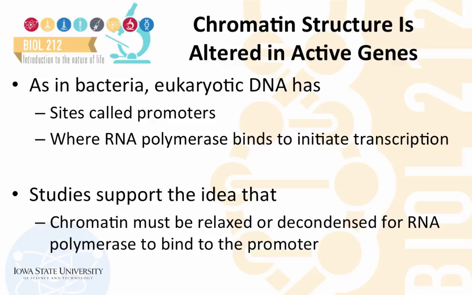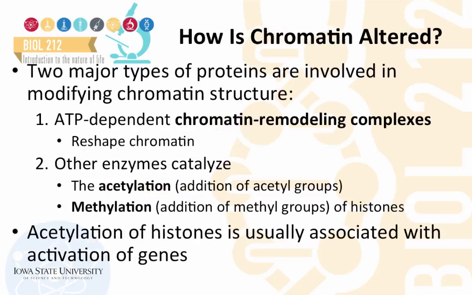Initiation of transcription in eukaryotes begins when RNA polymerase binds to regions called promoters. But in order for this initiation to occur, chromatin must be relaxed or decondensed before RNA polymerase can bind to the promoter. So how is this tightly packed structure of chromatin altered in order to allow RNA polymerase access to genes that need to be expressed at particular time points inside the cell? Two major types of proteins are involved in modifying chromatin structure.